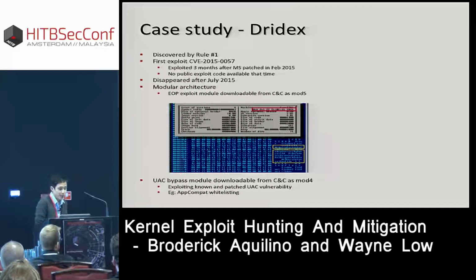For Broderick, its UAC bypass module can be downloaded from the C&C as Mode 4. Fortunately, it is currently exploiting a very old and known UAC vulnerability, which is already patched by Microsoft. In case you are interested, the UAC vulnerability it is currently exploiting is called AppCompat whitelisting.